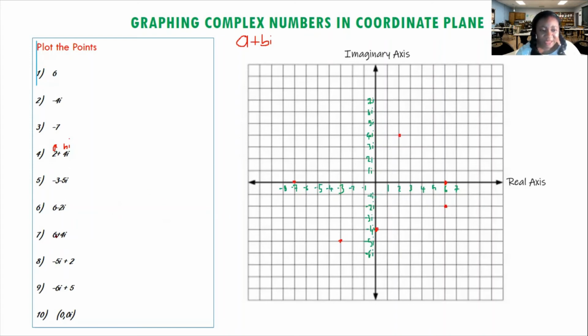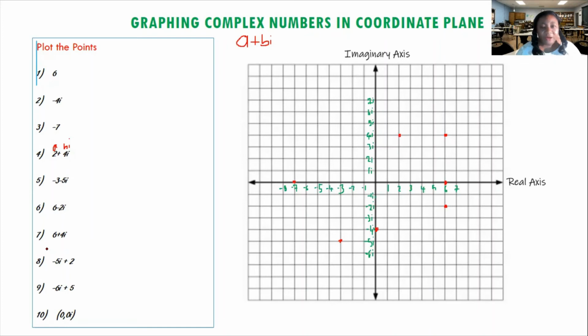Then for number 7, we have 6 plus 4i. So again, 6 on the real, but now it's plus, so we go up to 4i. All right, so 6 plus 4i.